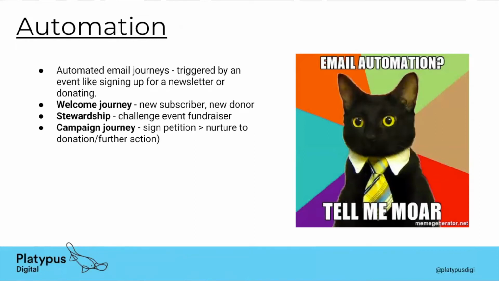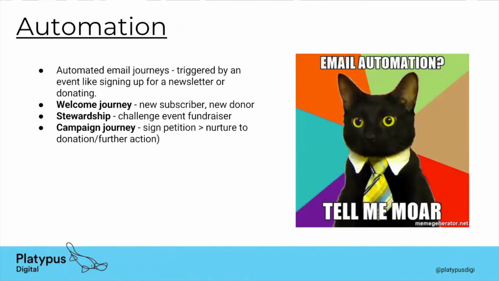You can also do automated email journeys. That's simply a series of emails that's automatically triggered by an event, like signing up for a newsletter or donating. So for example, that might be a welcome journey for a new subscriber or a new donor. Someone signs up to your email list. You can set an automation journey of, say, 3 or 5 emails that tells them about your organization, about the cause, about its most important victories, or the key resources that a subscriber can access.